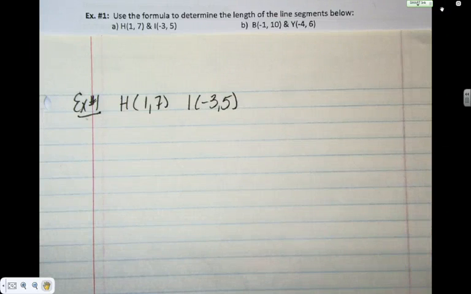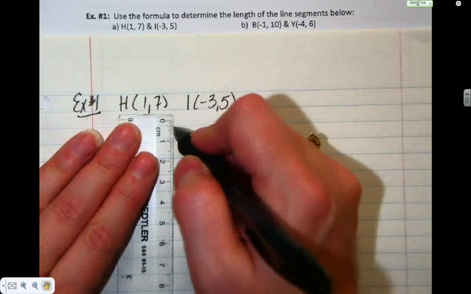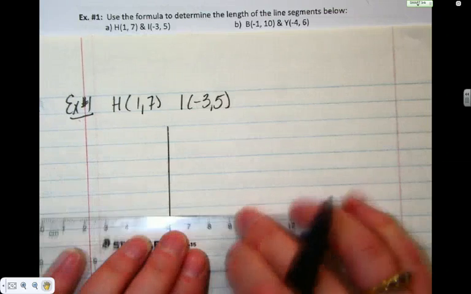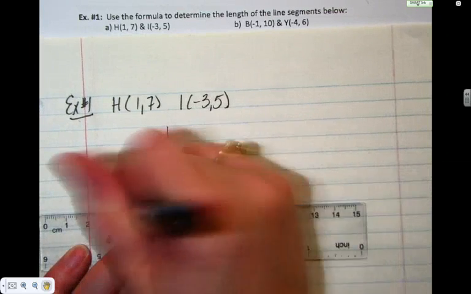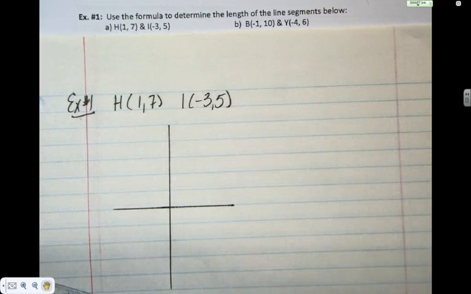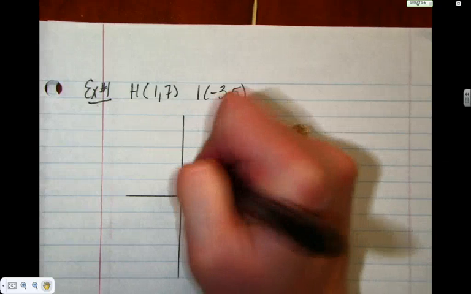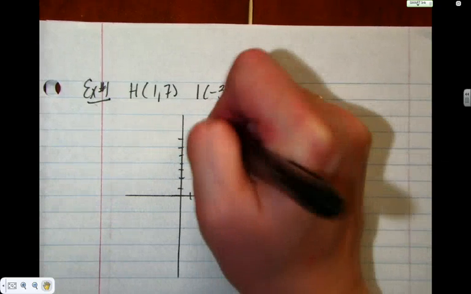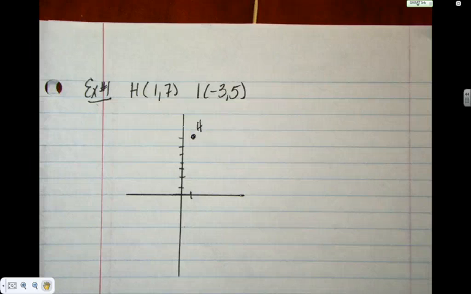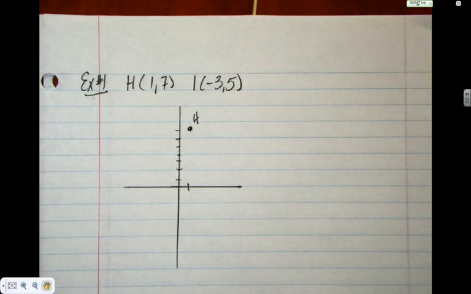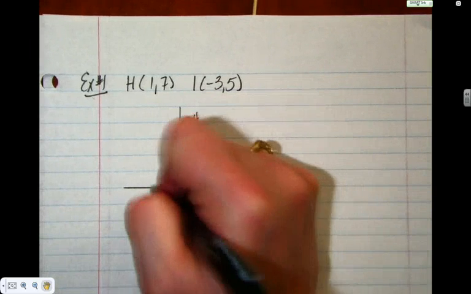Just for the first one, for the visual people, I'm going to start with a diagram. If you're not visual or the diagram doesn't help you, you don't need to use it. So the first point is at (1, 7), and the second point's at (-3, 5).